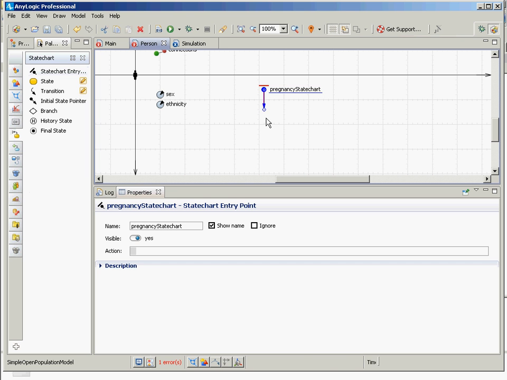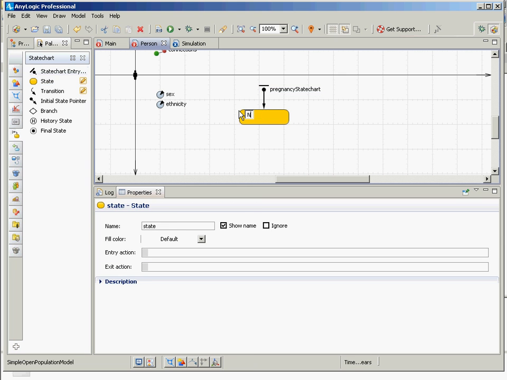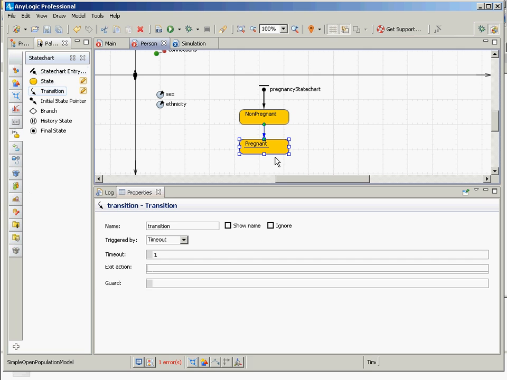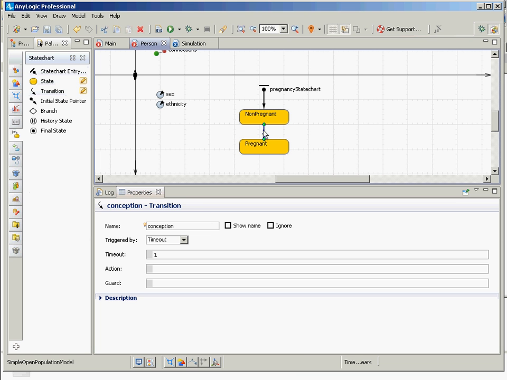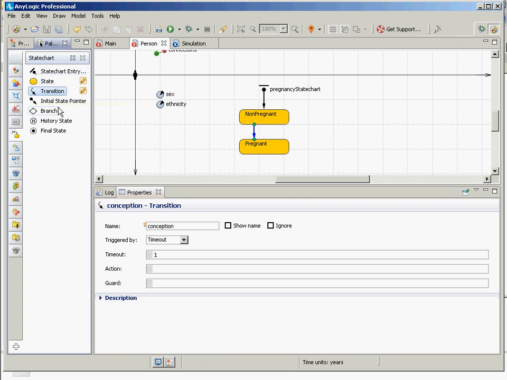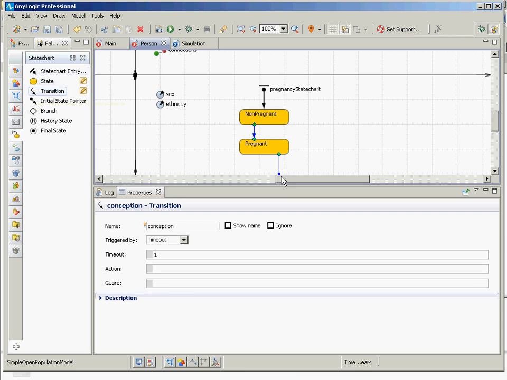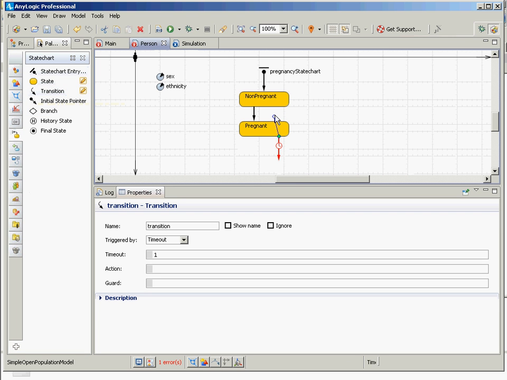And we'll drag a state non-pregnant and a state pregnant. Okay? And then we're going to draw a transition between them, which is new pregnancy or conception. Great. And draw a transition back, which is delivery. Okay?